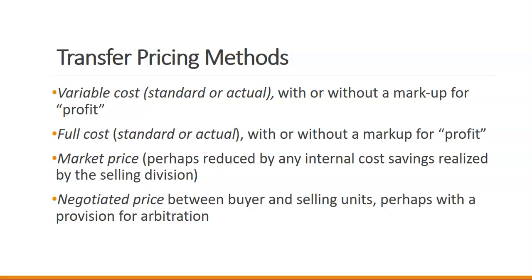If we go at full cost, then we transfer at the actual cost or the standard cost or at the full cost with markup. If we use the market price to calculate transfer pricing, then this is the price that we would get from outside sales if a market exists for our product. And the last is a negotiated price, which is internally negotiated between the managers of the different divisions.